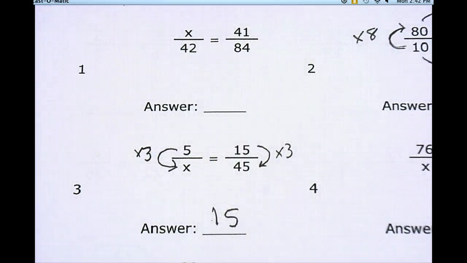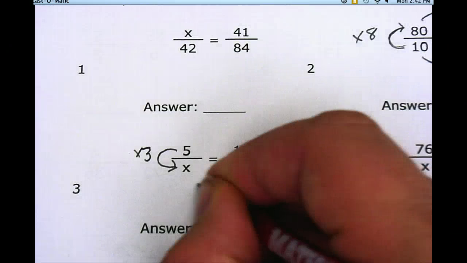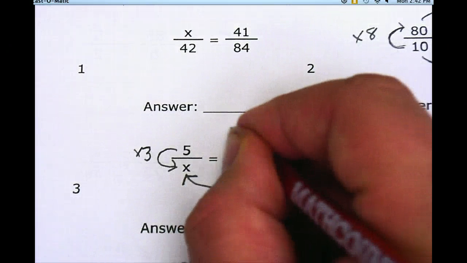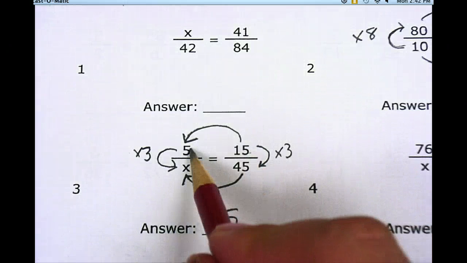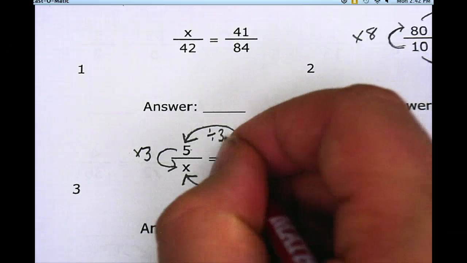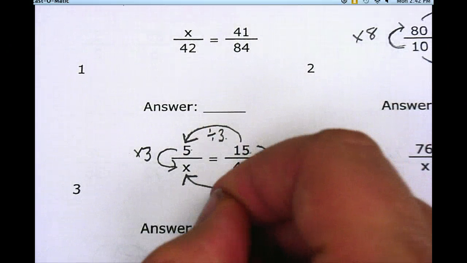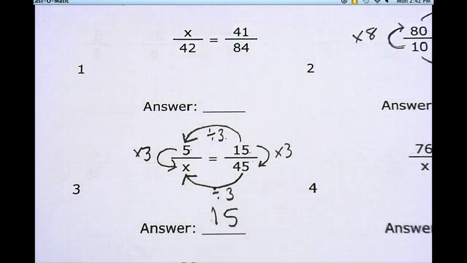Now, I could have gone side to side also in this problem. If I look, there's my x, so I draw my arrow going towards my x, and my arrow going towards my 5. What do I have to do to 15 to get to 5? Well, I just have to divide by 3. 15 divided by 3 is 5. So if I divide by 3 here, 45 divided by 3 is also equal to 15. So I could have done it either way.